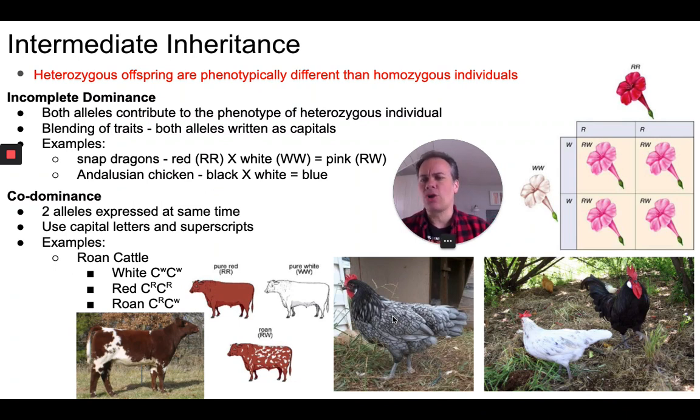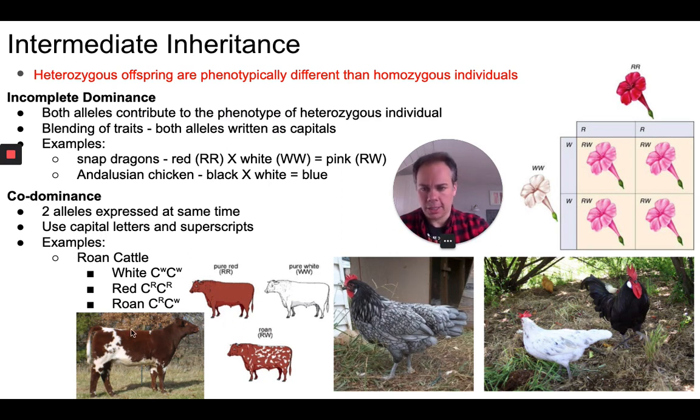Along the same lines, codominance is when both alleles get expressed. So not so much a blending, but they're both being expressed, maybe in different parts of the organism. The go-to example for this are these roan cattle. These roan cattle can be pure red, big R, big R. They can be pure white, big W, big W. When the individual is heterozygous, some parts of it are displaying the white phenotype, some are displaying the red phenotype. So you have this sort of spotted look to it.